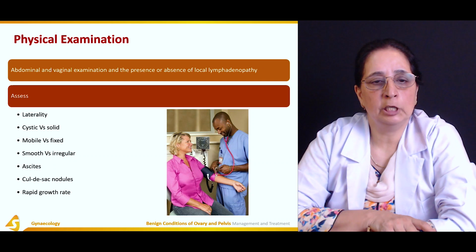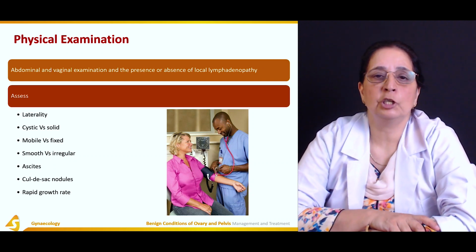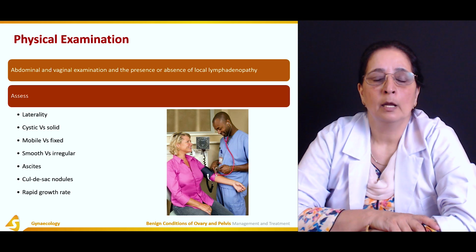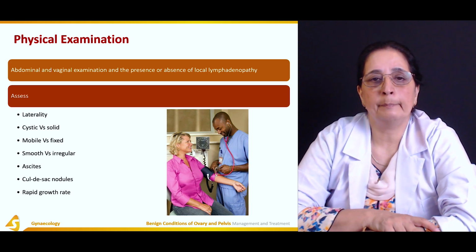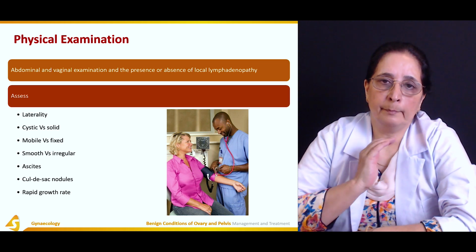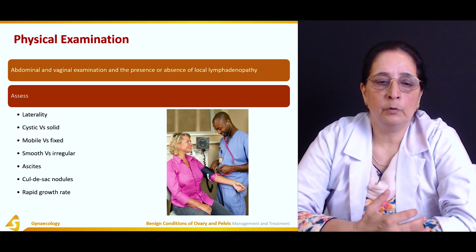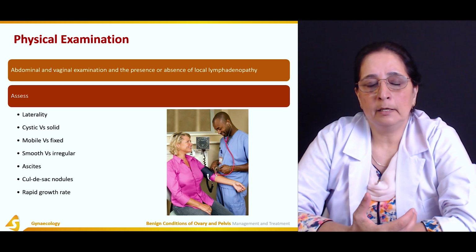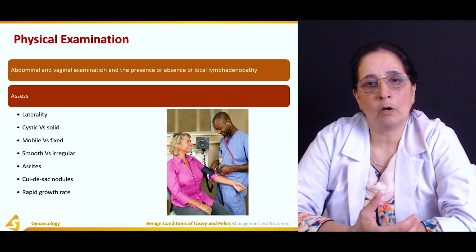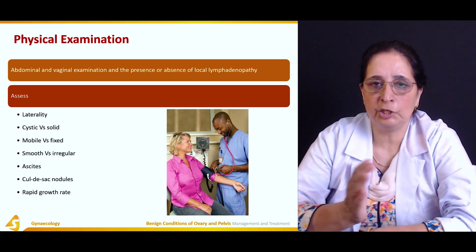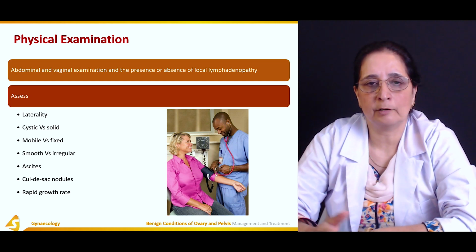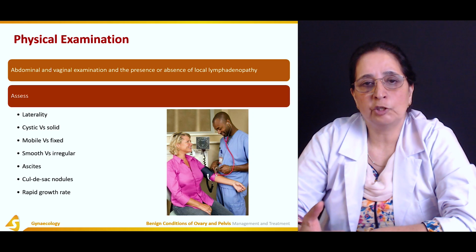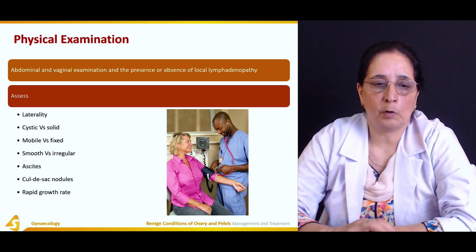So, physical examination. In physical examination, usually the abdominal and pelvic examination is done. When we do the abdominal and pelvic examination, it's important to focus on a few important things: whether the growth is solid or cystic, and if there is any deviation to the side, or any deviation on the lateral side of any organ or structure, that should be assessed properly.